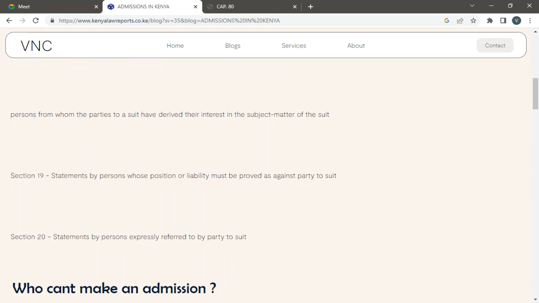And if you look at section 19, they say also statements by persons whose position or liability must be proved as against a party to a suit. It's also an area considered to be eligible to give an admission. Then finally, if you look at section 20, they say statements by persons expressly referred to by a party to a suit. So if one party in the suit says, I want this person to come and admit on this information, there they have been expressly referred to by a party to a suit, and that is section 20.